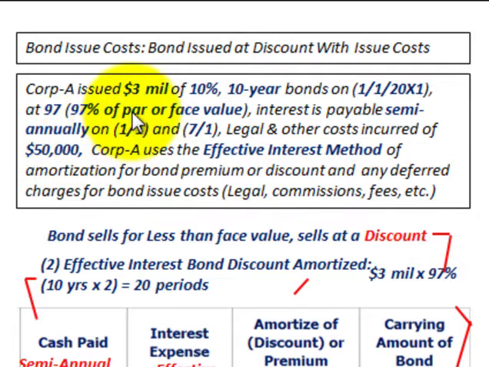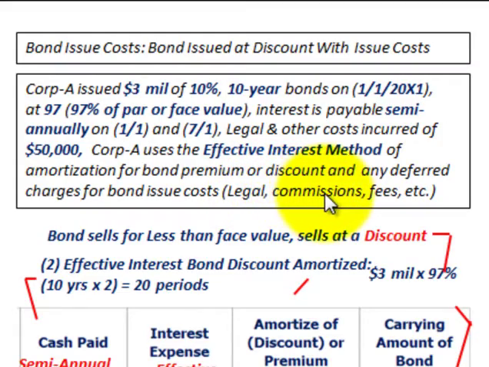Looking at this bond that was issued at a discount, along with those legal costs of $50,000. Now, Corp A uses the effective interest method for amortizing a bond premium or discount, and any deferred charges on the bond, that would be their issue costs, and that's the $50,000 we look at here. Issue costs are usually the legal, commission, and fees involved when you issue a bond.